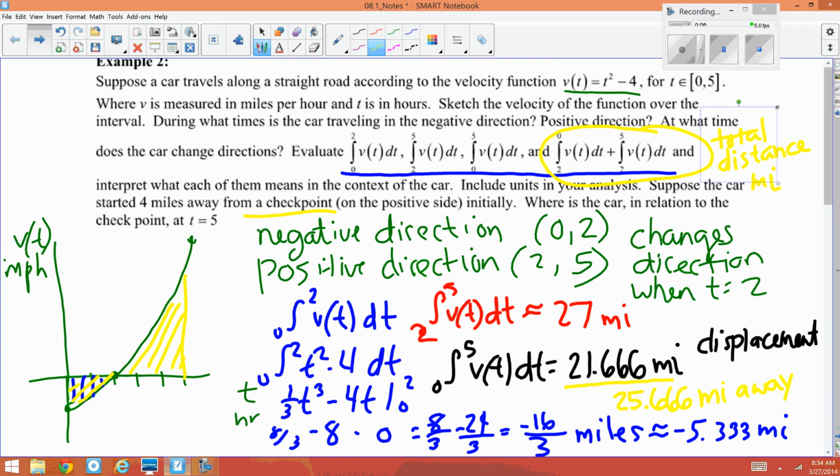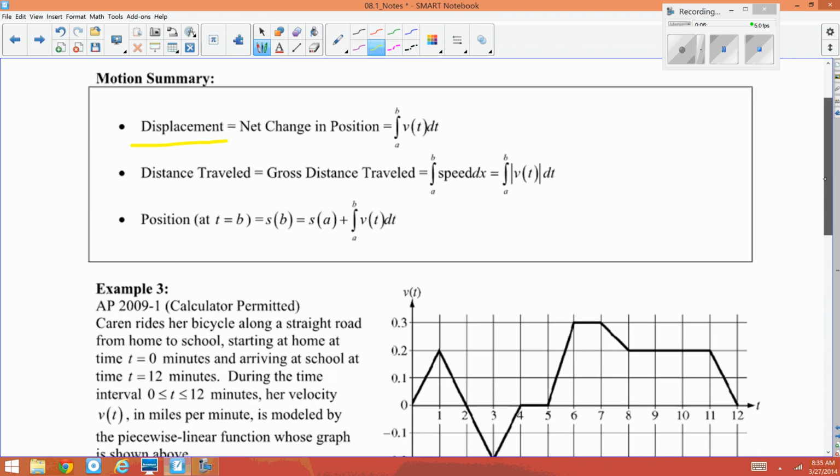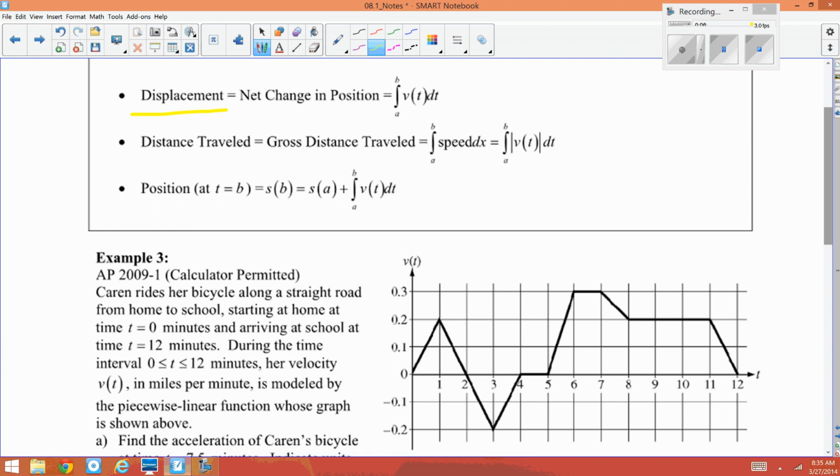All right, continuing. These are just summaries. This is what I was just talking about, displacement. It's your net change in position. When you do an integral, it takes into account the negative and the positive, and that gives you your displacement. Your distance traveled is a little bit different.